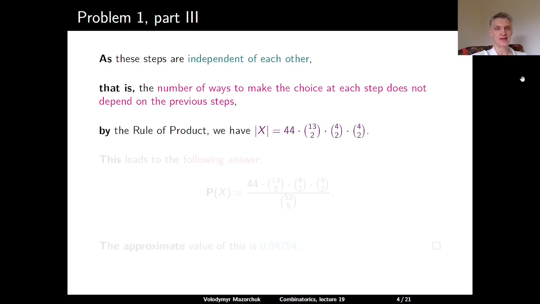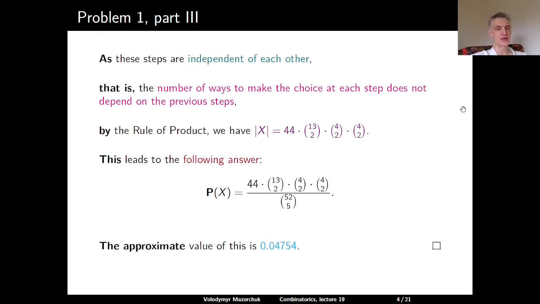So by the rule of product, the cardinality of our random event equals 44 times 13 choose 2 times 4 choose 2 times 4 choose 2. And this gives us the following answer. The probability that a randomly chosen hand of 5 cards for poker has 2 pairs is the fraction where the numerator is 44 times 13 choose 2 times 4 choose 2 times 4 choose 2, and the denominator is 52 choose 5. One can compute that the approximate value of this is approximately 0.04754 and so on.